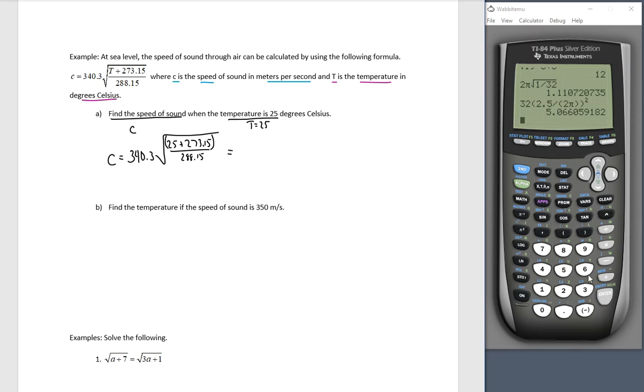So let's see what this one will look like. So we have 340.3. Oh, I did not mean to square that. Hit the wrong button.